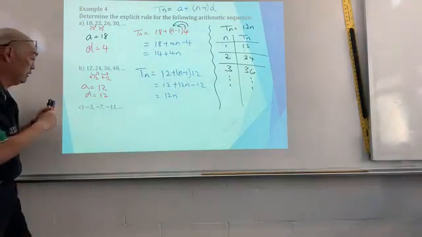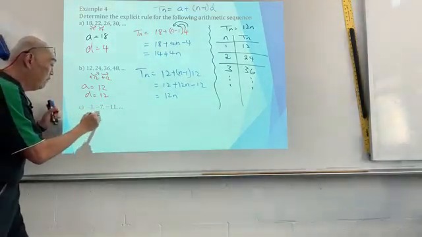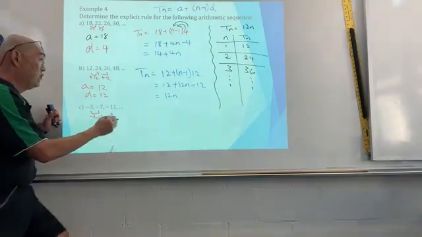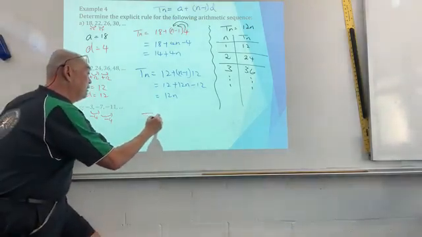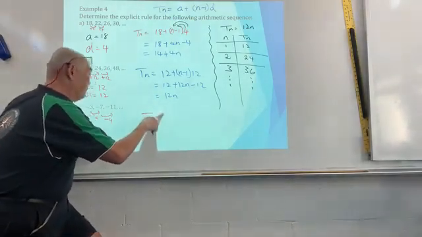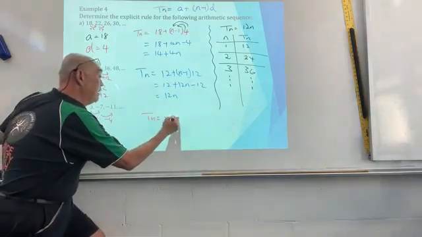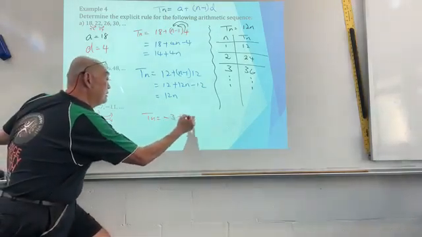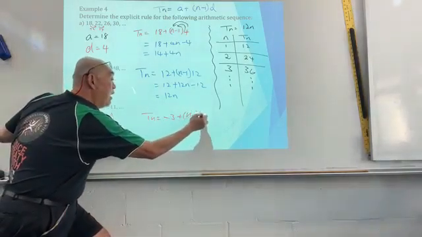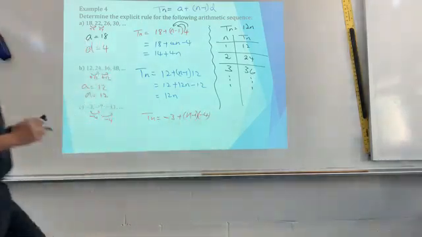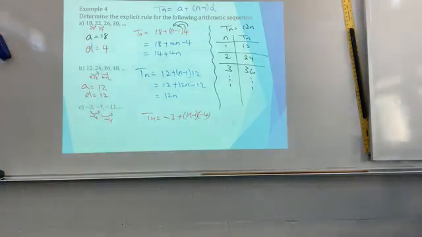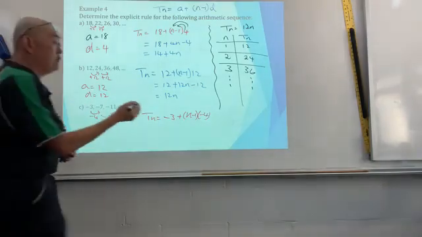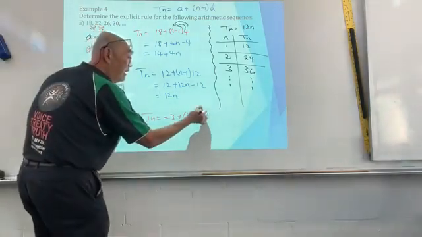Here, the difference is minus 4, minus 4. So therefore, Tn equals, and A is minus 3, minus 3 plus n minus 1. Now, caution. Focus for a minute, please. Because the difference could be negative or positive, what I want all of you to do is to get into the habit of putting a bracket.